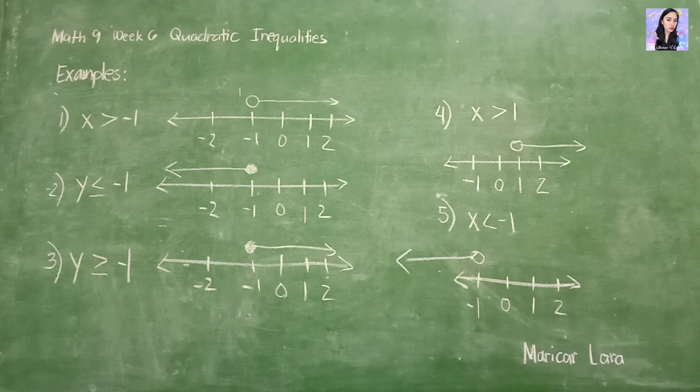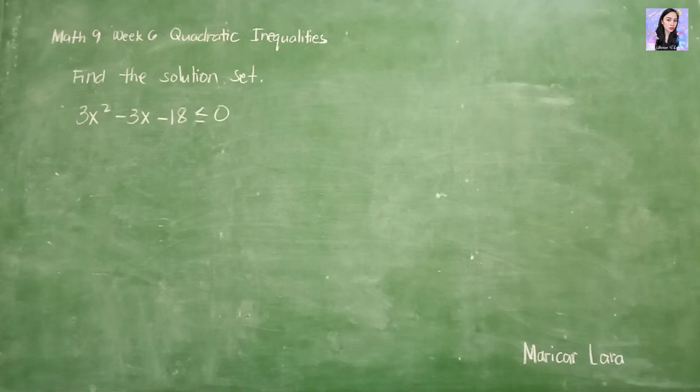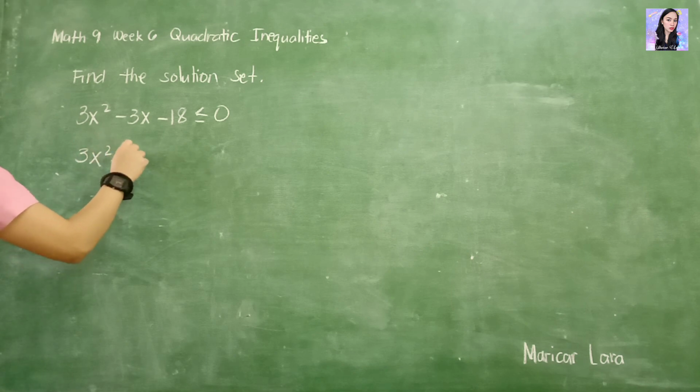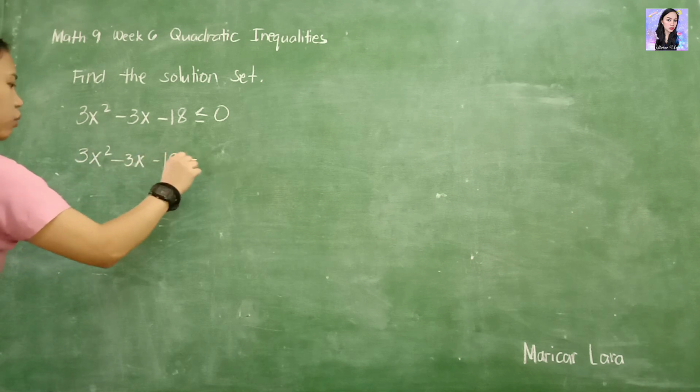And then, next learning task is about problem solving. So, I will teach you how to find the solution set of a quadratic inequality. Okay, so we have 3x squared minus 3x minus 18 less than or equal to 0. So we will find the solution of this quadratic inequality. So first step ay gagawin muna natin siyang equation. Transform the given inequality into equation. So itong ating inequality sign ay papalitan lang na equal sign. So we will have 3x squared minus 3x minus 18 equals 0.